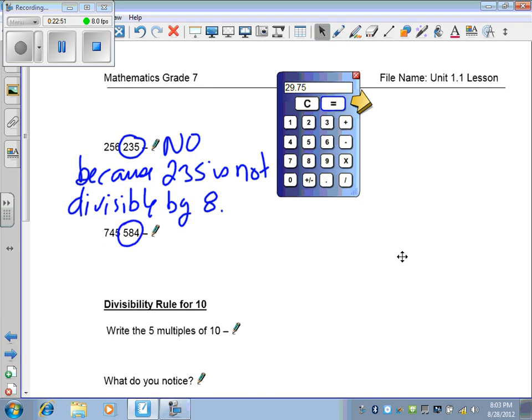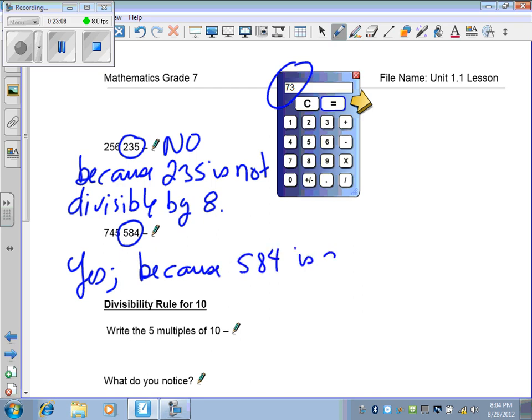Now the next one, 584. Again, 584 divided by 8. The answer is 73. This one is a whole number. So that means that this one is also divisible by 8. So the answer for this one is yes. And the reason? Because 584 is divisible by 8 evenly. All right. That takes care of the divisibility rule for 8.